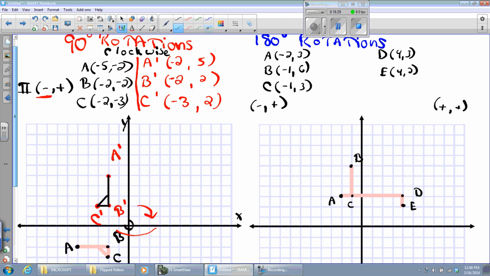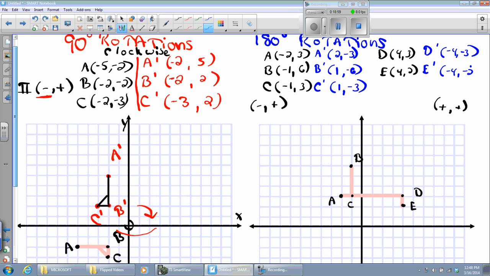Now, 180-degree rotations are even easier. All you have to do is change the signs. You change both signs. The new A will be at 2, negative 3. The new B will be at 1, negative 6. The new C will be at 1, negative 3. The new D, negative 4, negative 3. And E is negative 4, negative 2.